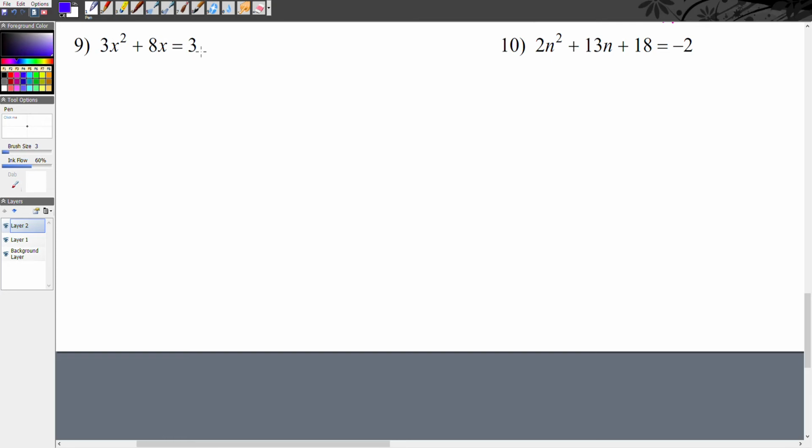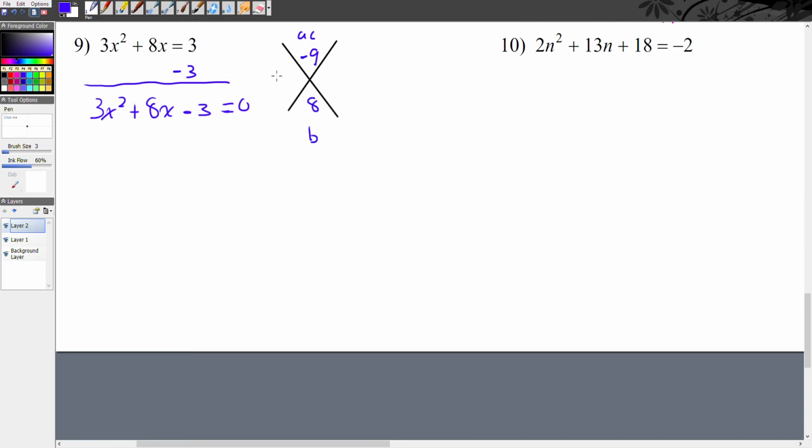Okay, so 3x squared plus 8x equals 3. Again, I need to set this equal to 0. So I'm going to subtract 3 from both sides, and I get 3x squared plus 8x minus 3 equals 0. Now I notice that my a value is not 1, so I need to use my diamond method. And I'm going to put up here a times c, so 3 times negative 3 is negative 9.